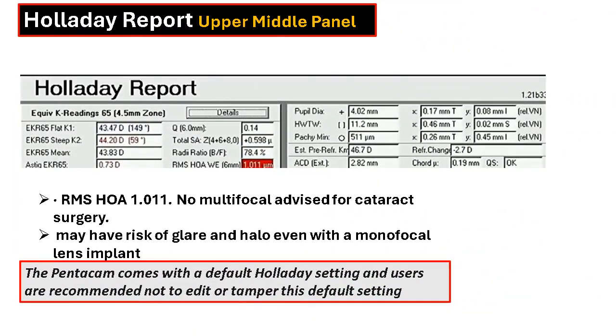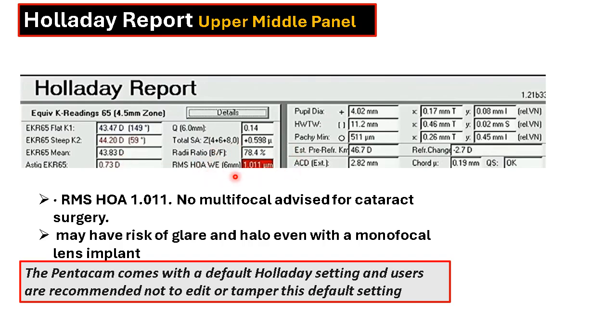This is one example of the Holladay report. At a glance, once you look at the report, it's important to look at the colors. A red color indicates that there is an abnormality, white indicates everything within normal limits, and yellow indicates borderline or the middle zone.